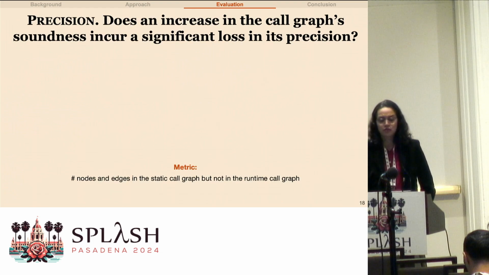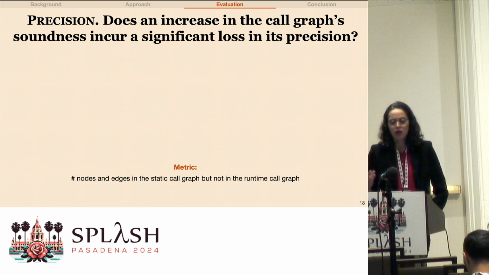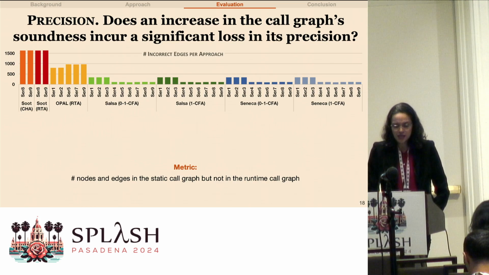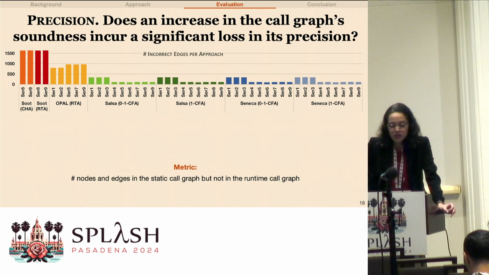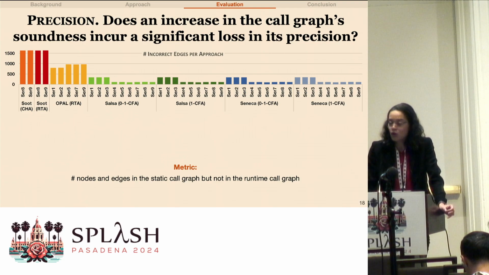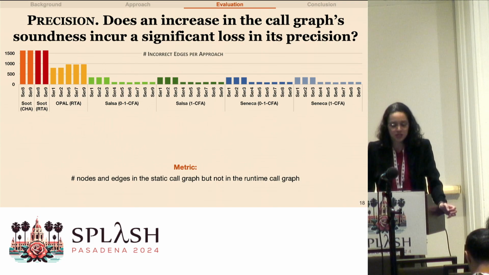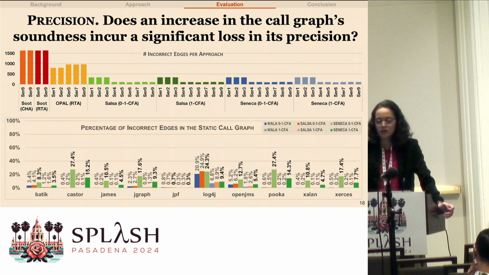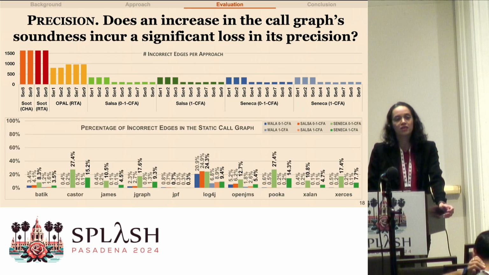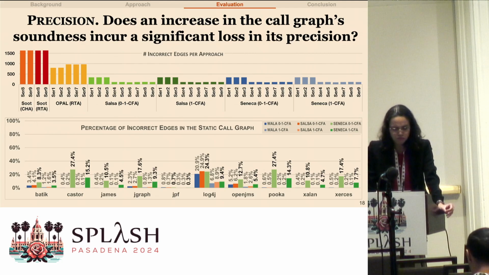Now, another thing we have to look at is the precision. Is our approach decreasing the precision of the call graph? So what we look at now is a different metric, which is how many nodes and edges are in the static call graph but not in runtime. When we look at this, we can see that our approach also overperforms the state-of-the-art approach. And we can also observe this when we look at the XCorpus data set.